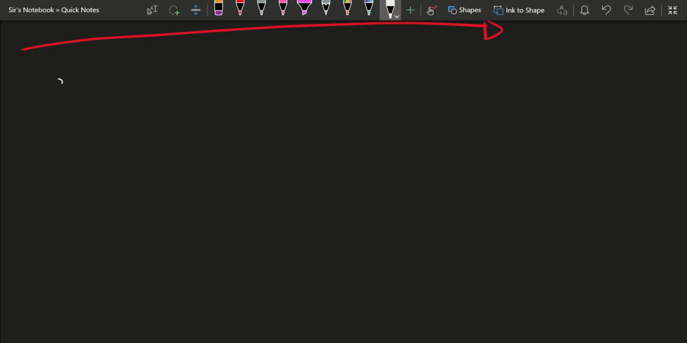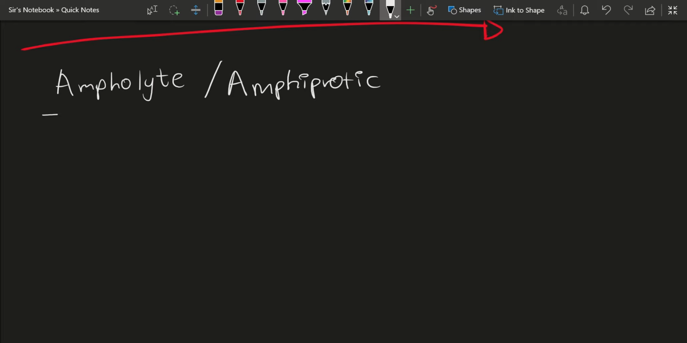We then look at what we call ampholites. Or we say that a substance is amphiprotic. I'm not sure about the spelling, but it should be correct. So we're talking about ampholites, and what exactly is an ampholite?